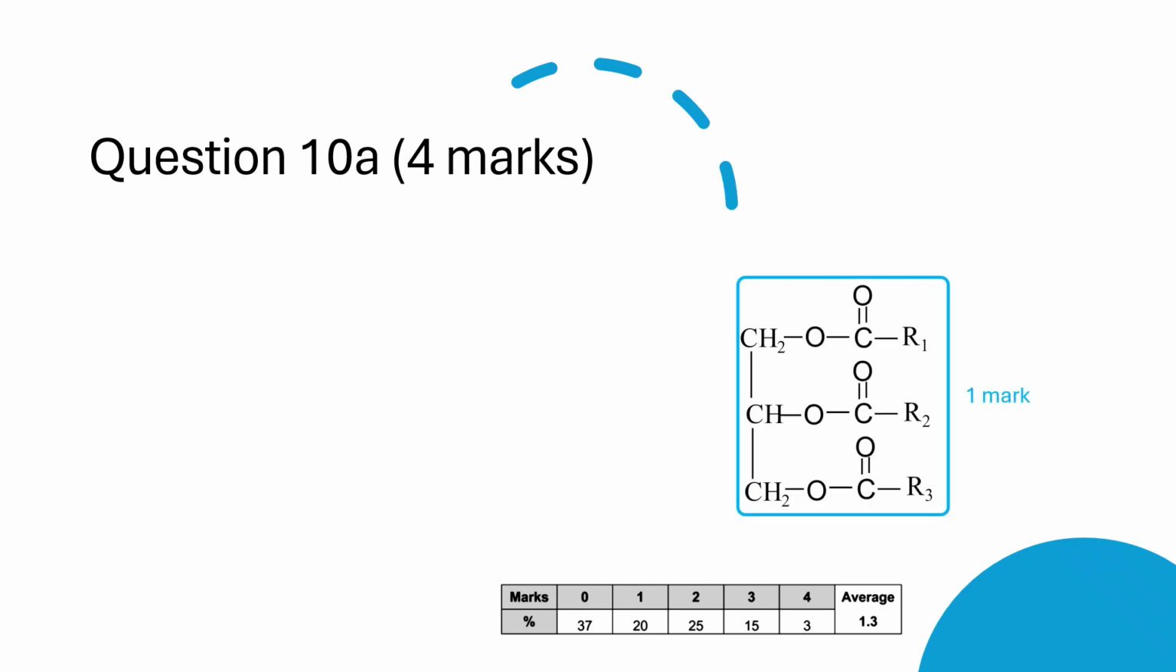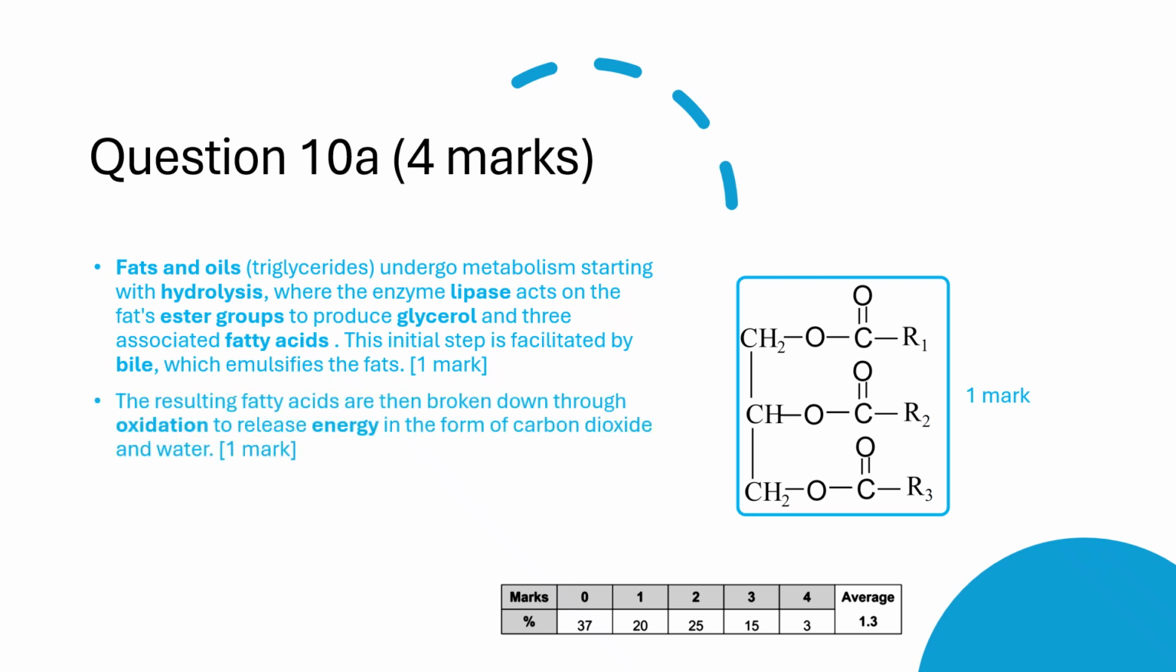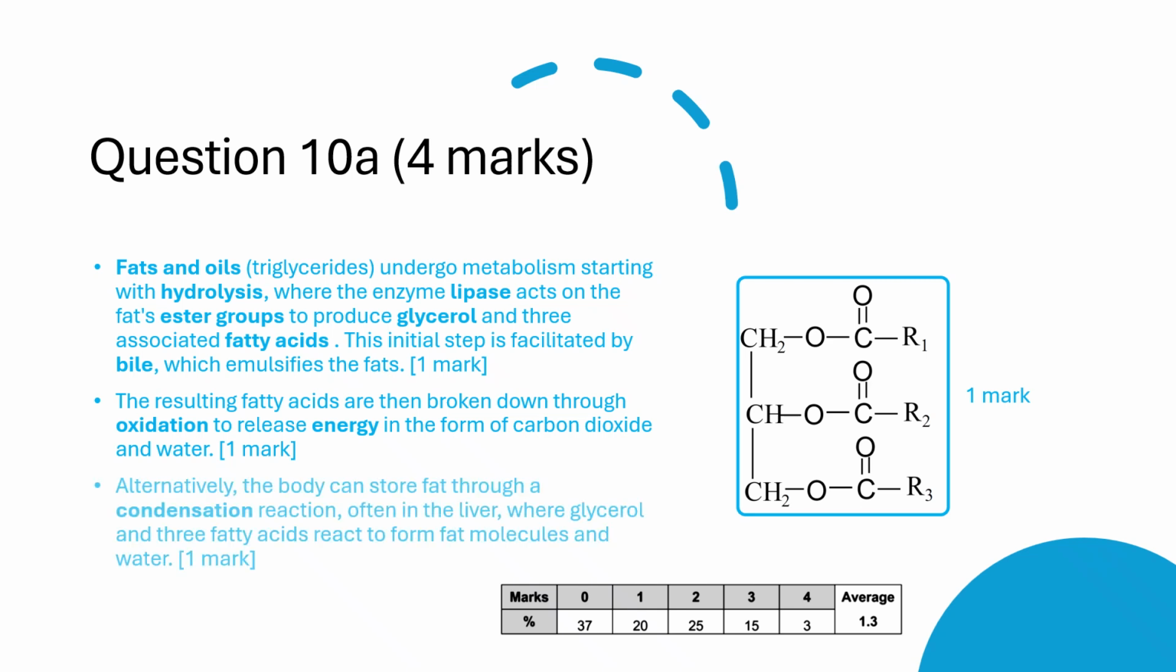Fats and oils, triglycerides, undergo metabolism, starting with hydrolysis, where the enzyme lipase acts on the fat's ester groups to produce glycerol and 3 associated fatty acids. This initial step is facilitated by bile, which emulsifies the fats. The resulting fatty acids are then broken down through oxidation to release energy in the form of carbon dioxide and water. Alternatively, the body can store fat through a condensation reaction, often in the liver, where glycerol and 3 fatty acids react to form fat molecules and water.